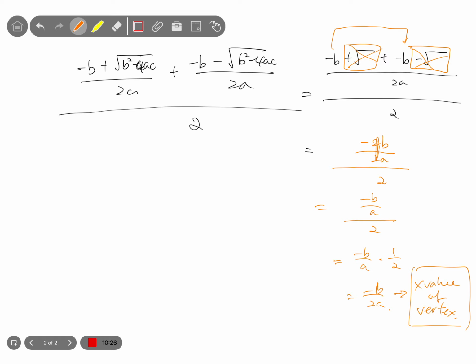Okay, and once you figure out the formula is negative b over 2a, you can go ahead and plug in the value that you get, and find the k. And this shortcut formula is very important. Negative b over 2a. Make sure you commit that to memory.